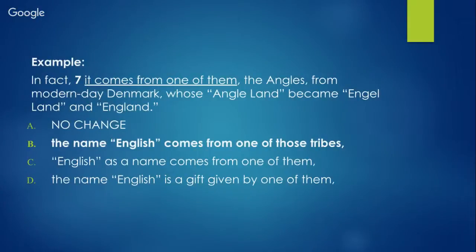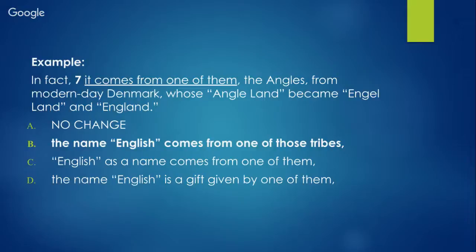For example, in fact, it comes from one of them, the Angles, from the modern-day Denmark, whose England became England. It. What is it? It comes from one of them. One of who? What are you talking about? The correct answer is B. The name English comes from one of those tribes, the Angles.